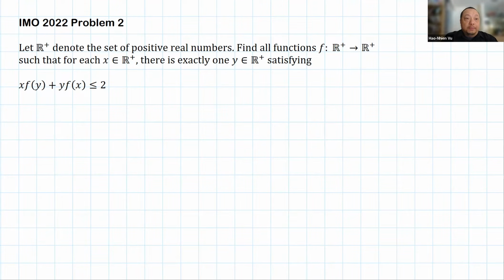All right, the question. Let R plus denote the set of positive real numbers. Find all functions from R plus to R plus such that for each x in R plus, there is exactly one y in R plus satisfying the inequality x f(y) + y f(x) ≤ 2.